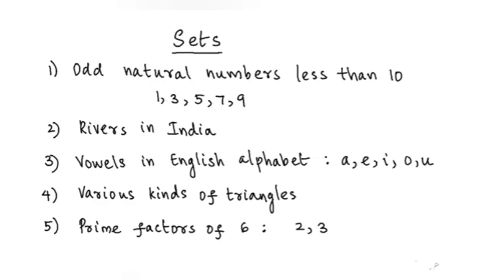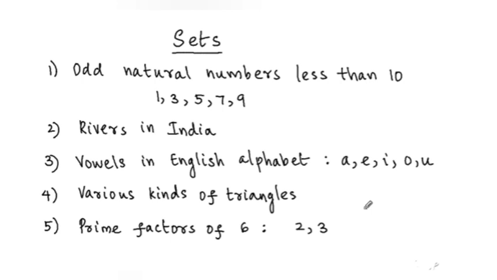In mathematics also we have collections, but mainly these collections involve numbers. For example, consider the following collections: odd natural numbers less than 10. In that collection you can see the numbers will be 1, 3, 5, 7 and 9. All these numbers are odd natural numbers and they are less than 10. Then second collection, rivers in India. Then next one, vowels in the English alphabet, that contains A, E, I, O, U. Then various kinds of triangles, and the last one, prime factors of 6. So prime factors of 6 include 2 and 3. Okay, so all these are collections.